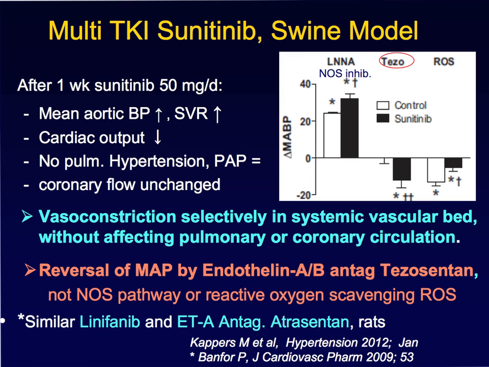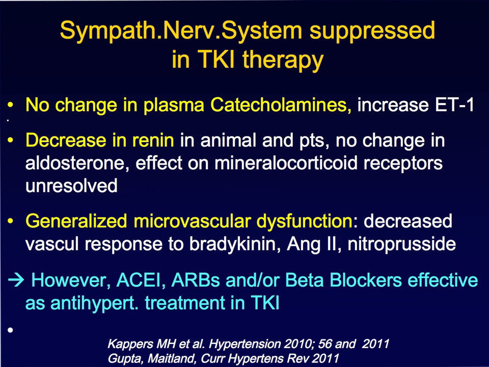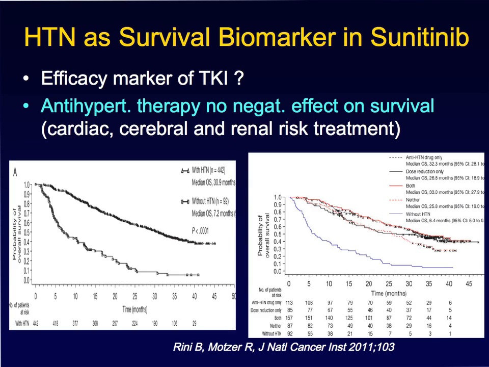And just very recently, they looked at a swine model, and they came to the conclusion that the vasoconstriction is selectively seen in the systemic vascular bed, and importantly, not in the pulmonary or coronary circulation. It does not lead to a pulmonary hypertension. And again, it was well reversed by endothelin antagonists. So, although there was no change in plasma catecholamines and a decrease in renin, I think it is important that ACE inhibitors and beta blockers, as we have already seen, are very effective actually in the treatment of hypertension. And as we have seen already, it's an efficacy marker.